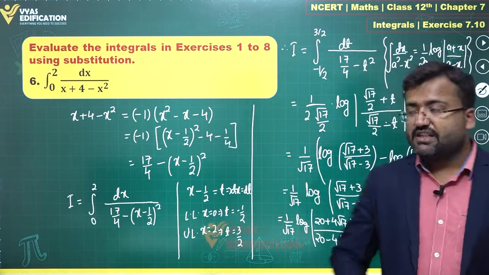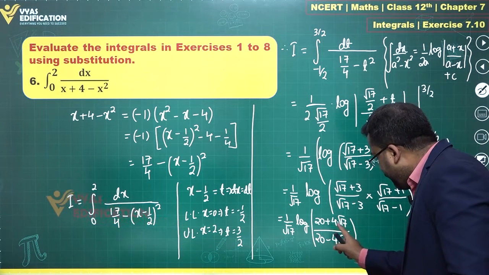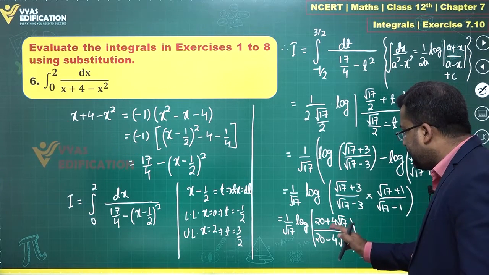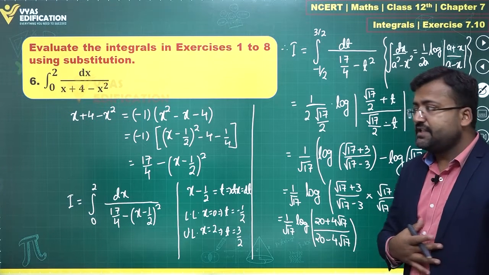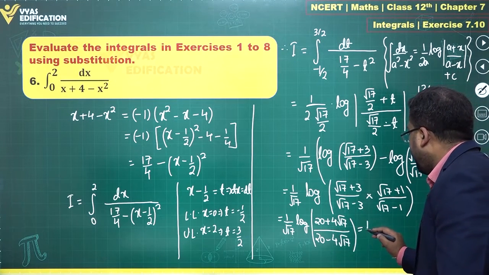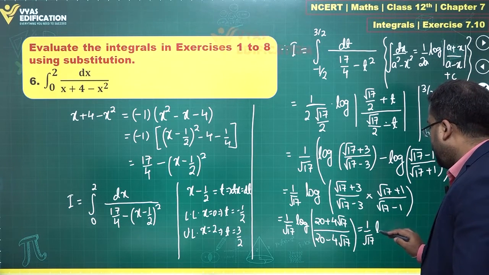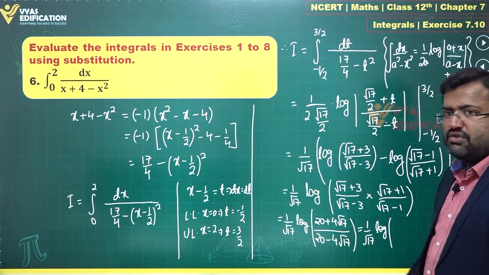Okay, in the brackets if you observe, what do we have? A factor of 4 comes out common from here, a factor of 4 comes out common from here. This becomes 5 plus root 17, this becomes 5 minus root 17. And we'll have to rationalize that as well, yes. So let's do it. 1 by root 17 as it is. Log of 5 plus root 17 over 5 minus root 17.